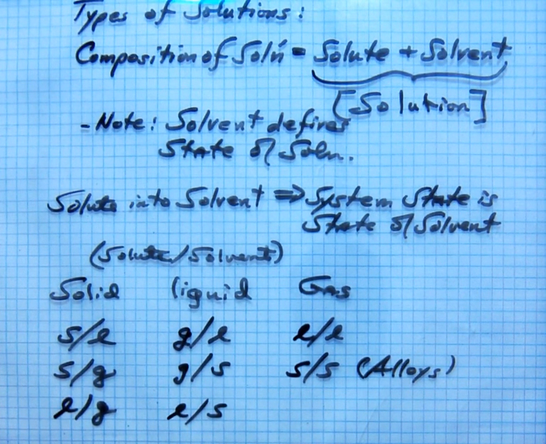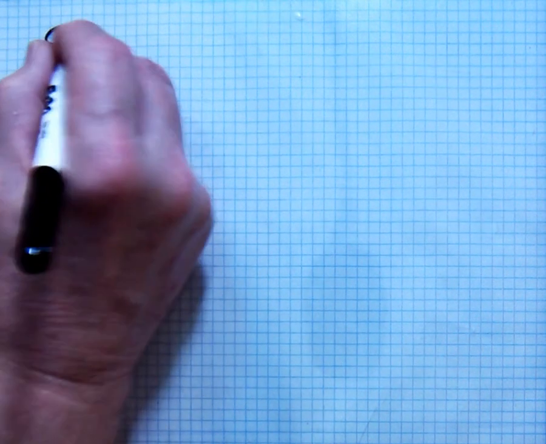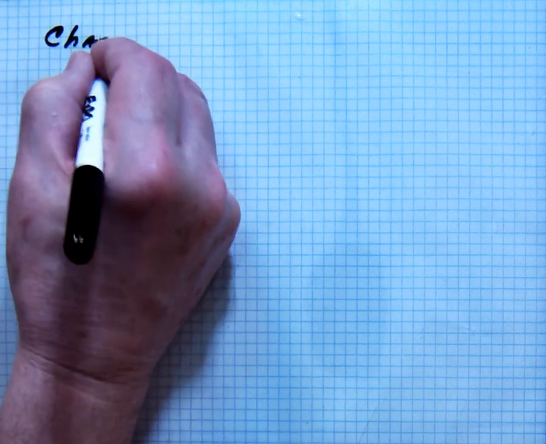Anyway, we probably missed one. Anybody help me out here? When you make solutions, you can make 9 different types in terms of the states of matter. Character of solutions.